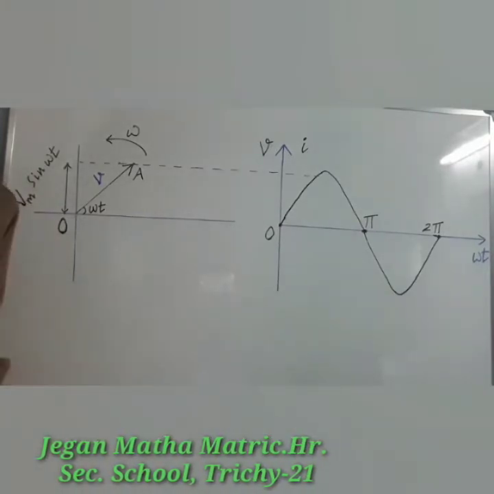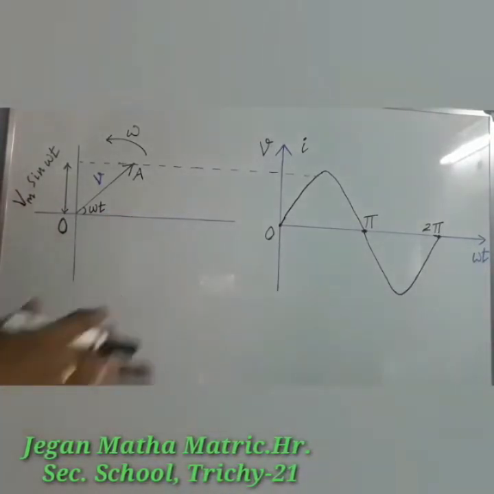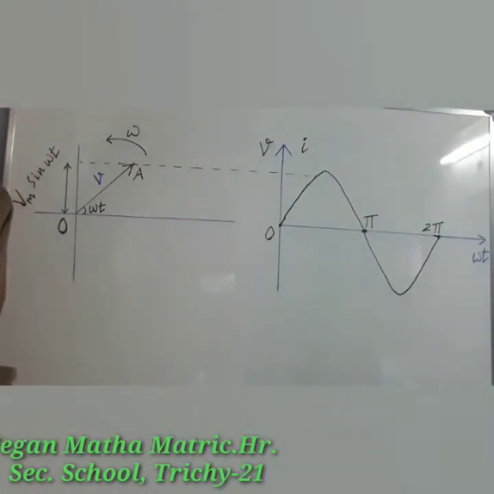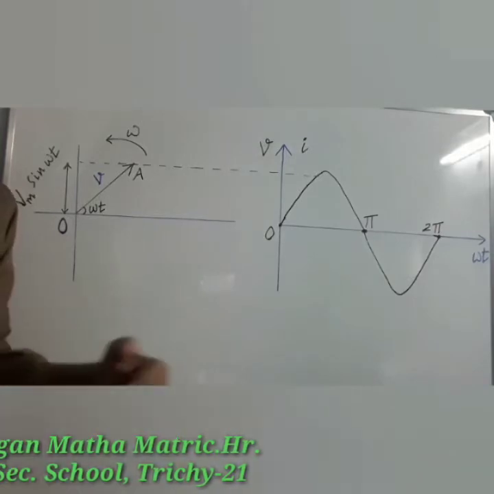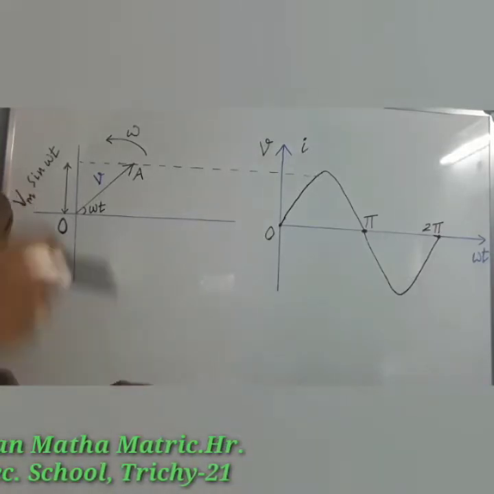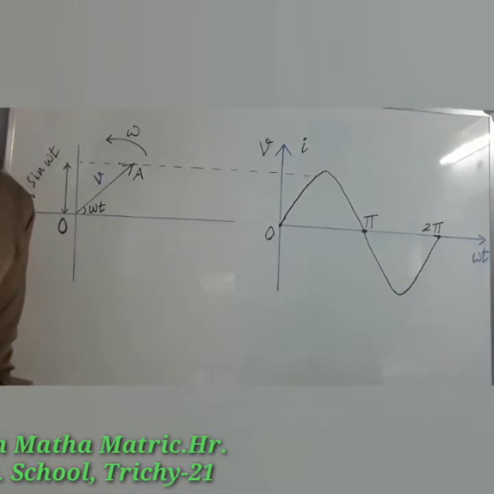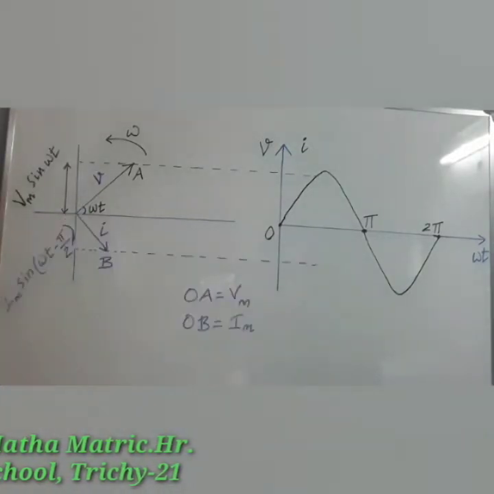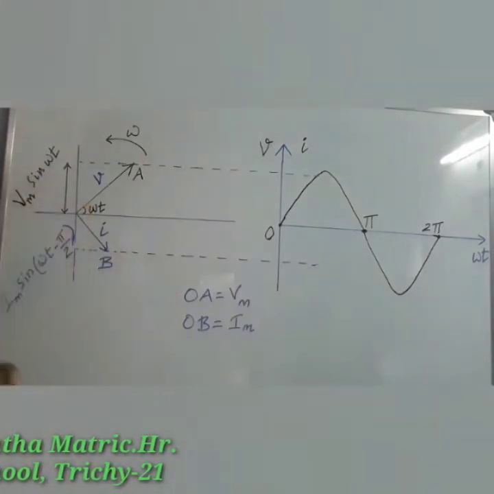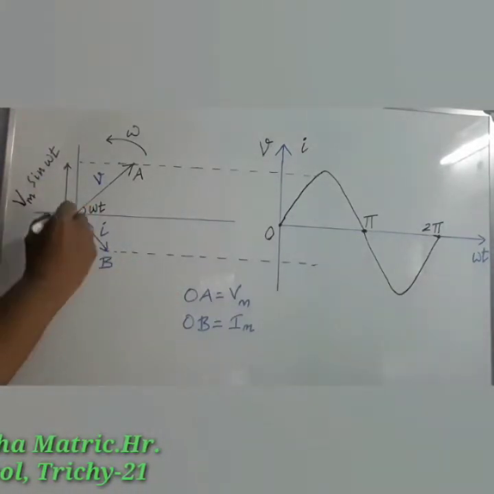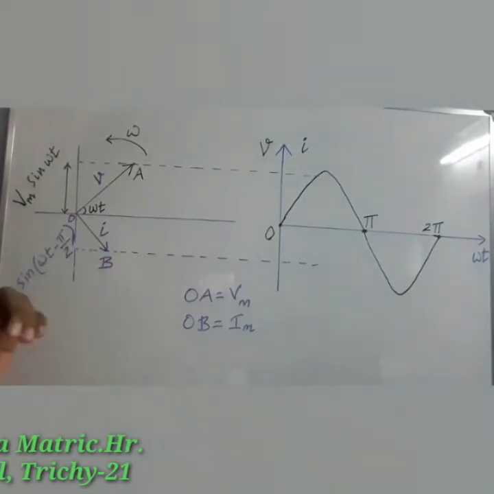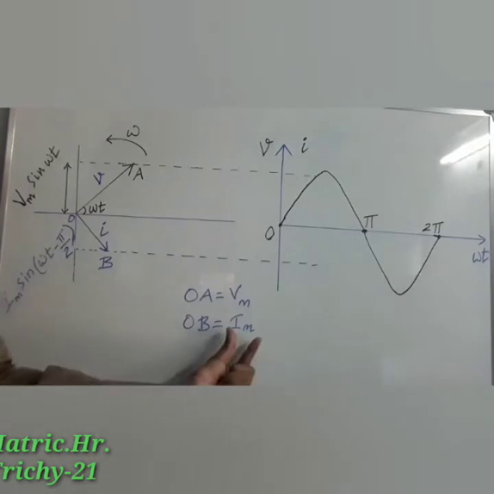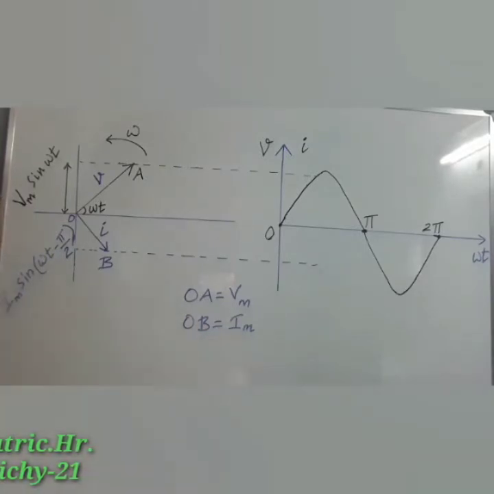Now we have to draw the phasor diagram for the current. As we have discussed, in a pure inductive circuit, current lags behind the voltage, or in other words, voltage leads the current by the phase pi by 2. So how can we represent this in a phasor diagram? Here I have drawn another phasor, OB. The length of the vector OB equals the peak value Im, which is the peak value of the current.